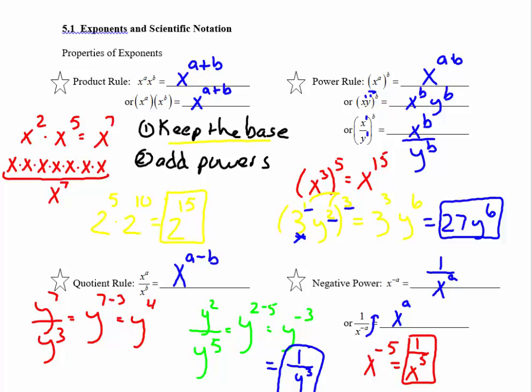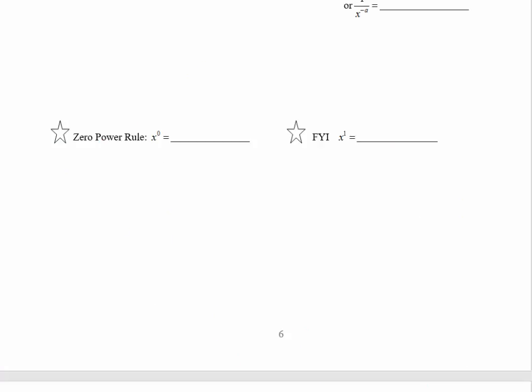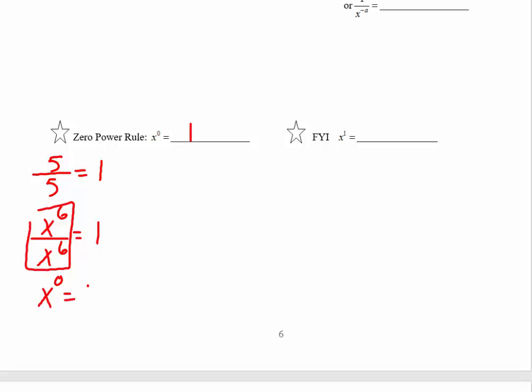That does not happen. The 0 power rule states that anything to the 0 power is, and the magic number is 1. Now why would x to the 0 power be 1? Let's talk about it. Well, 5 divided by 5 is 1. So x to the 6 divided by x to the 6 is 1. But we also have the rule that when we're dividing, we subtract exponents, and 6 minus 6 is 0. So if this is x to the 0 power, then x to the 0 power still has to equal 1. So anything to the 0 power is 1.